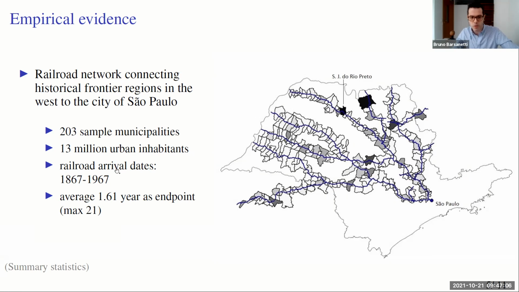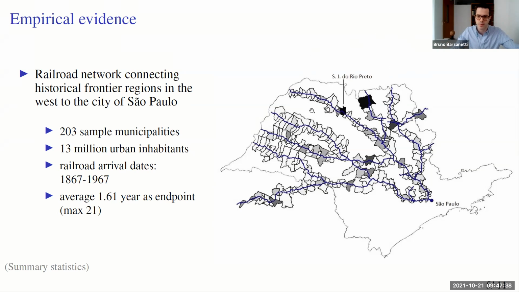And the railroad arrived there in a period of 100 years from 1867 to 1967. And the railroads were all being built towards the west. So that's the direction of railroad growth. And what we see in this map is, in darker shades, the municipalities that spent longer as railroad endpoints. So we have some variation across space in terms of how many years those towns spent as railroad endpoints in the past.